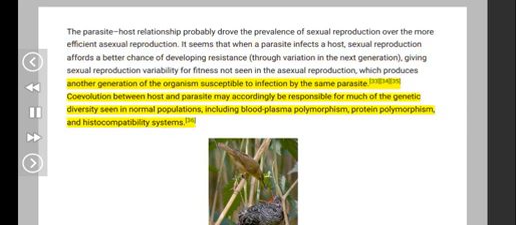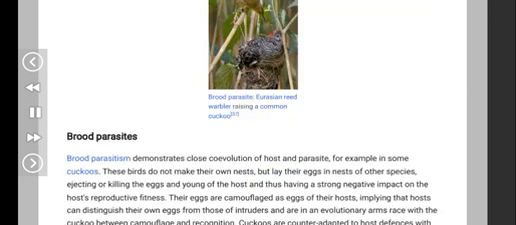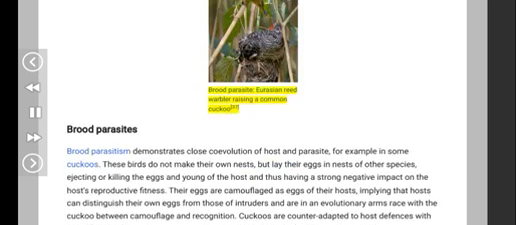Coevolution between host and parasite may accordingly be responsible for much of the genetic diversity seen in normal populations, including blood plasma polymorphism, protein polymorphism, and histocompatibility systems. Brood parasite: Eurasian reed warbler raising a common cuckoo.